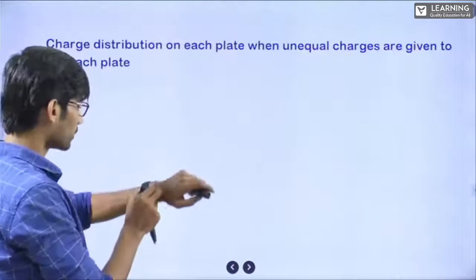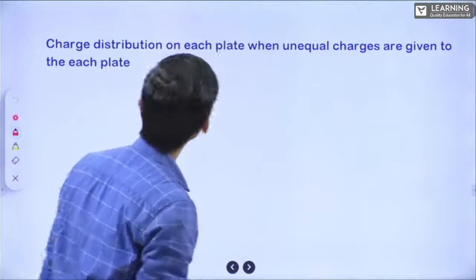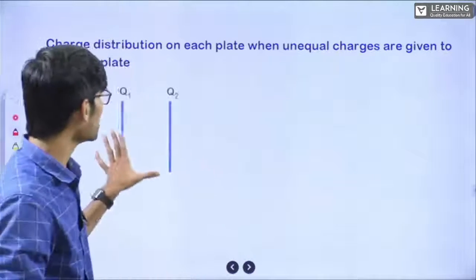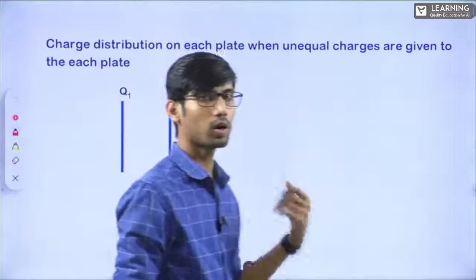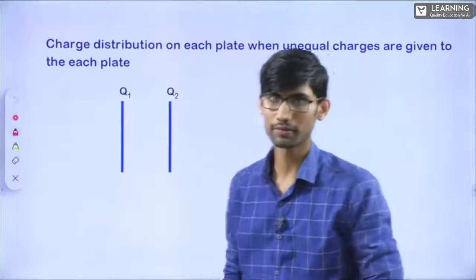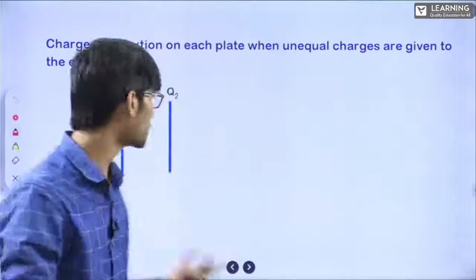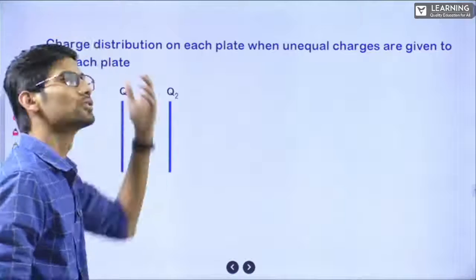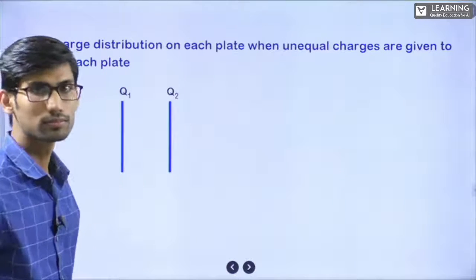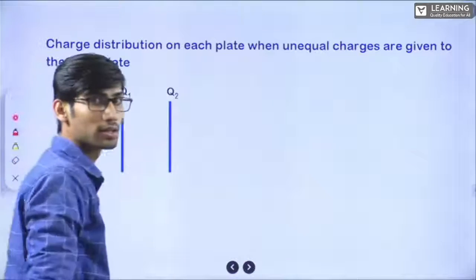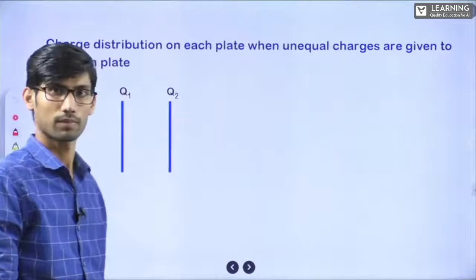Charge distribution on each plate when unequal charges are given to each plate. So now initially there are unequal charges. Till now what we were seeing, there were no charges, then the charge distribution happened because of battery. Now there are unequal charges initially. So how will the charge be distributed so that it becomes capacitor? Because in the inner surface, equal and opposite charge should be there.